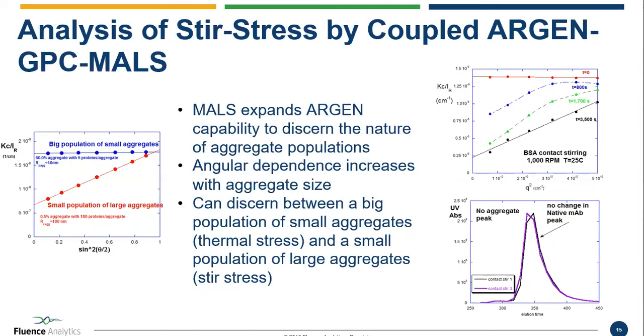When we look at the GPC data on the bottom right, as in the previous slide, again, we don't see any change in that monomer signal. So if you're looking at this via GPC, you're not really seeing anything occurring. It looks like you're not seeing any aggregation at all.